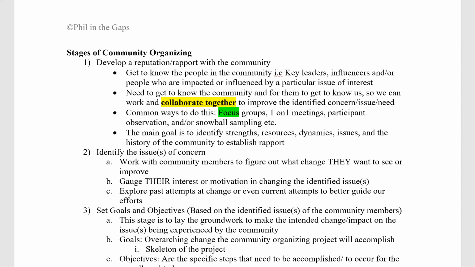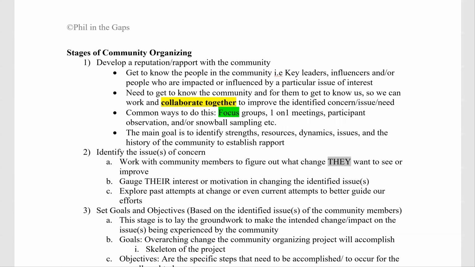If you're a trusted person, everyone says that this person's good, they can help us, they're positive, they're not like a negative person trying to drag us down and just exploit us, then they will be more open and willing to discuss things that they would like to improve. So at this point, this is where we're going to be assessing particularly what is of need for that community. So we work with the community members to figure out what change they want to see or improve.